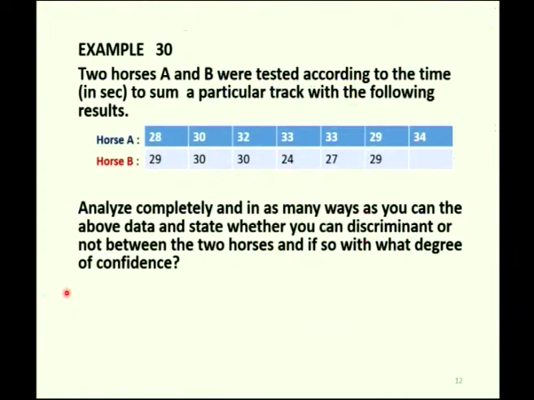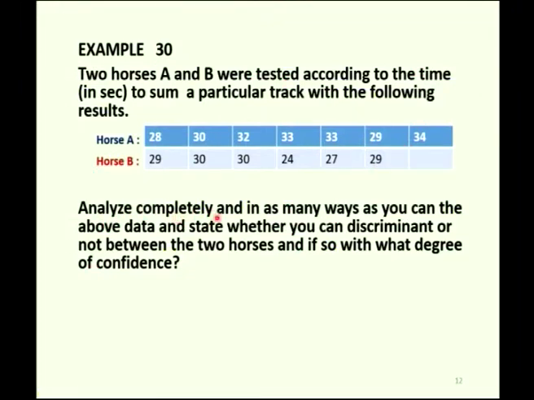Now, let us see this example where the values are not directly given to you. You have to calculate the values, the usual computation. Two horses A and B were tested according to the time in seconds to run a particular track with the following results. Horse A gives you 28 seconds, 30 seconds, 32, 33, again 33, 29 and 34. Horse B gives you the values 29, 30, again 30, 24, 27 and 29.